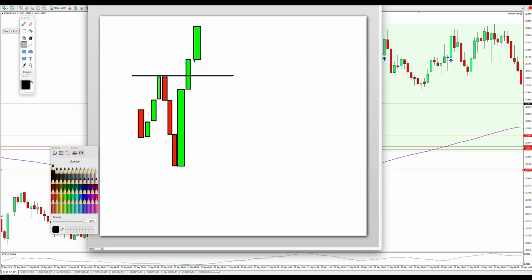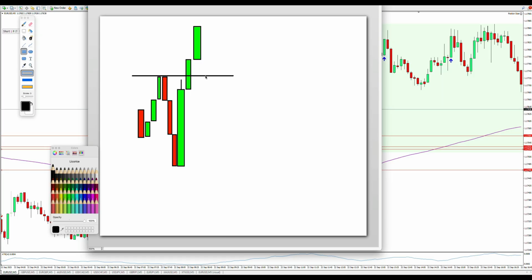The way we see a fair value gap, let's just say price is like that, and there's a bit of a wick here, a bit of a wick here, a bit of a wick here. So we're focusing on these three candles: candle one, candle two, candle three. You can see from this level to this level, no wicks have interacted. There are no wicks at all within this box.